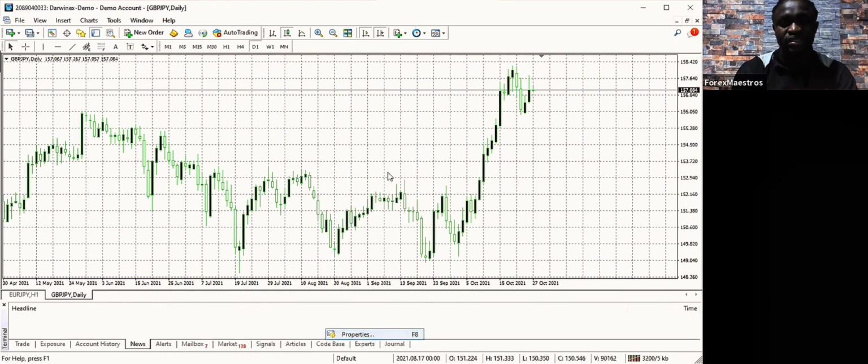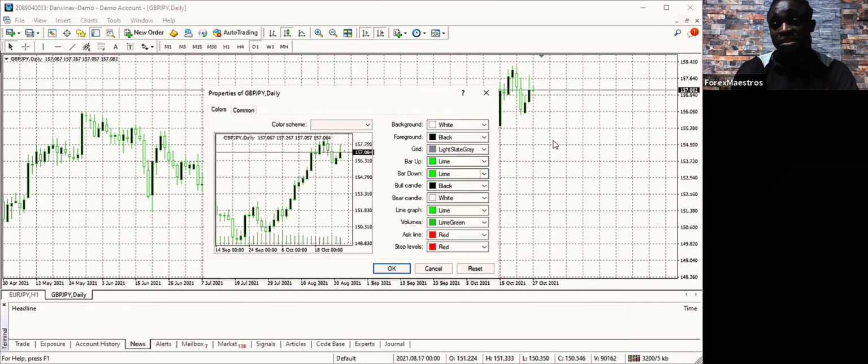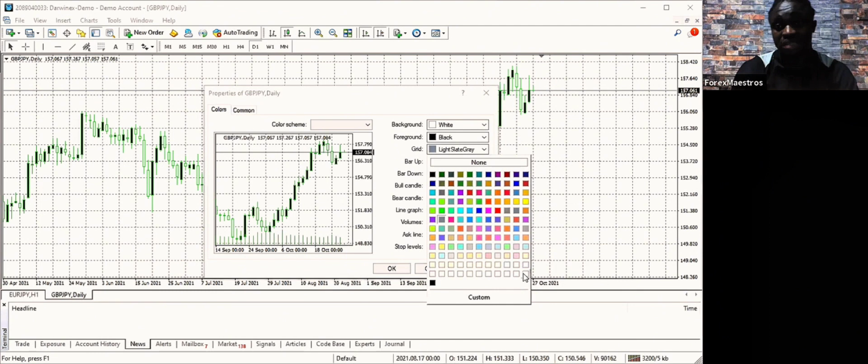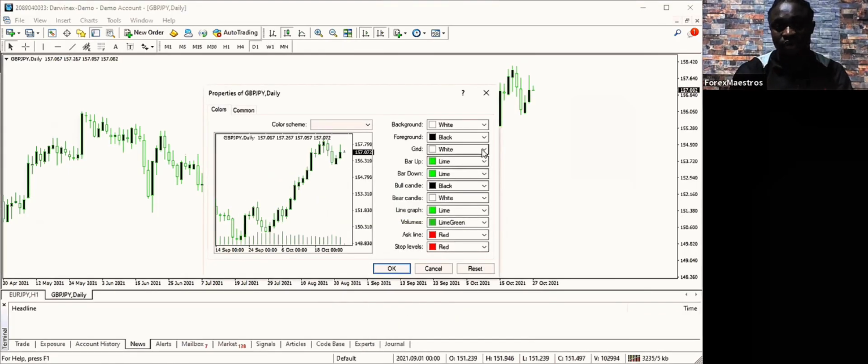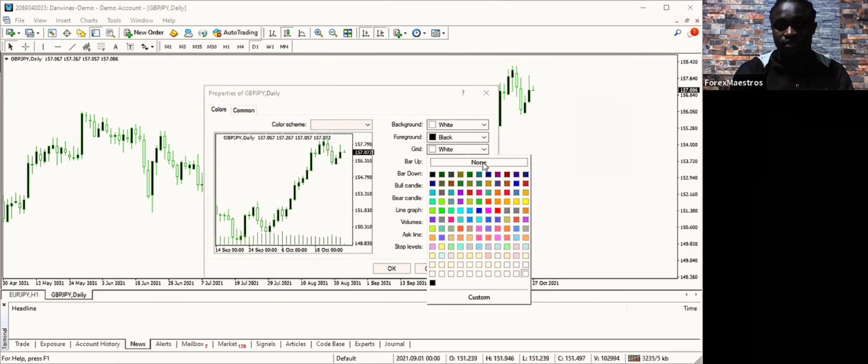I go to properties. If you want the grid, you can leave it. Sometimes I don't want the grid, but let's leave the grid. You can always remove it, or you can change the grid color. Let's say I want the grid color to be white. Boom. My chart looks white. I can't see the grid again. I like it this way. But if you love the grid, you can always right click back and leave your grid on.